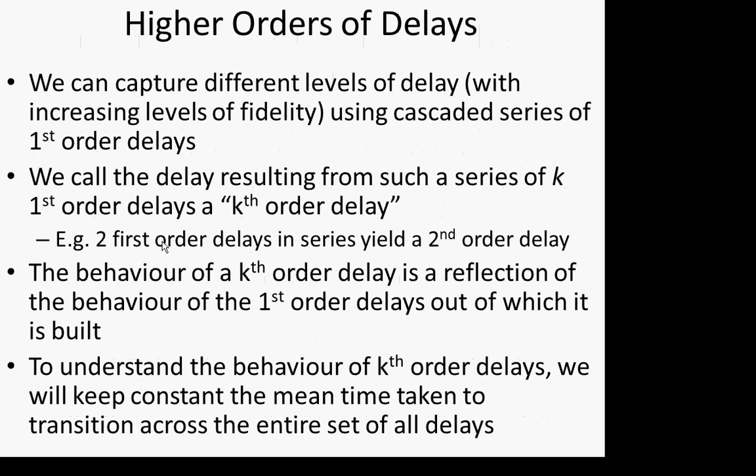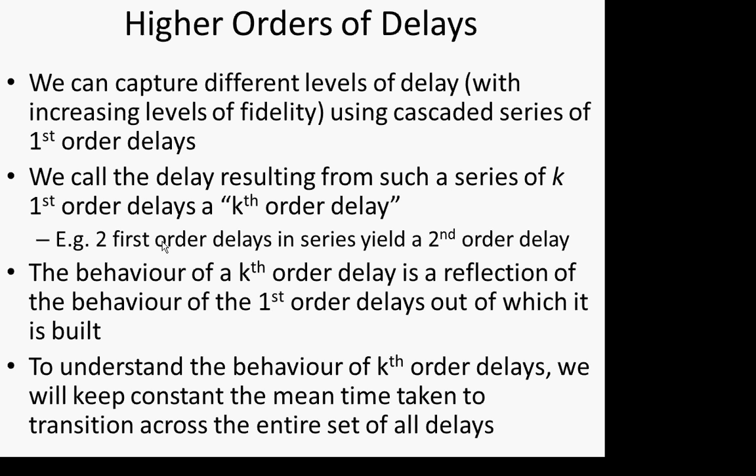So if we have two of them, we call it a second-order delay. Three, we call a third-order delay. The behavior is just a reflection of the behavior of the sub pieces cascaded together. To understand this, we're going to show something about the behavior of a kth order delay, say a third order, or fourth order, or fifth order delay. But we're going to keep constant the total time across the system, so we can reason apples to apples.